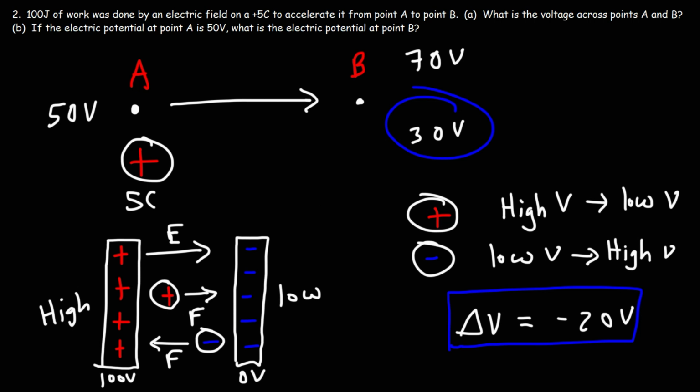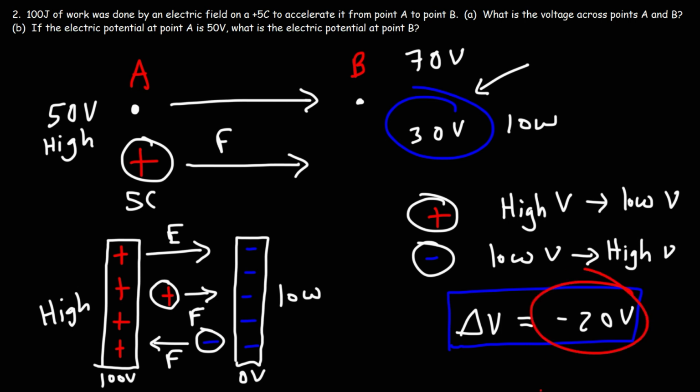Now, in this problem, the electric field is accelerating the positive charge from point A to point B. And we know that an electric field will accelerate a positive charge from high potential to low potential. So if the 50 volts is considered the high potential, the low potential must be 30. If it was 70, it would be going from low to high and not high to low. So conceptually, that's how you can determine that this is indeed the correct answer. And of course, if you use the fact that the voltage change is -20, that helps you to see that it's going from high to low as well.